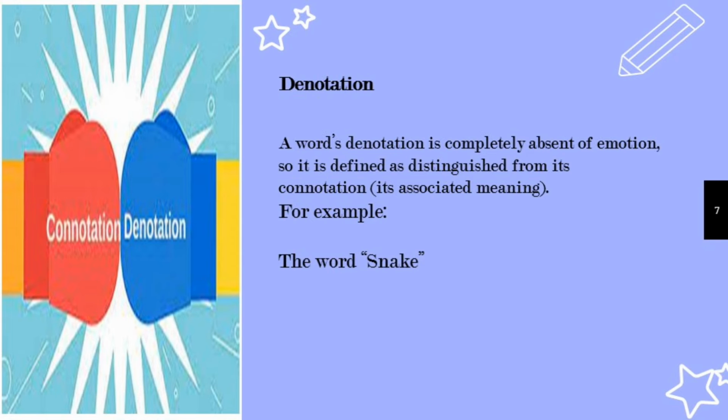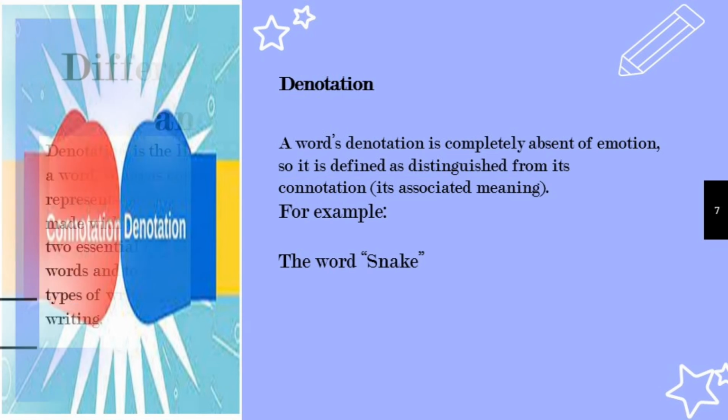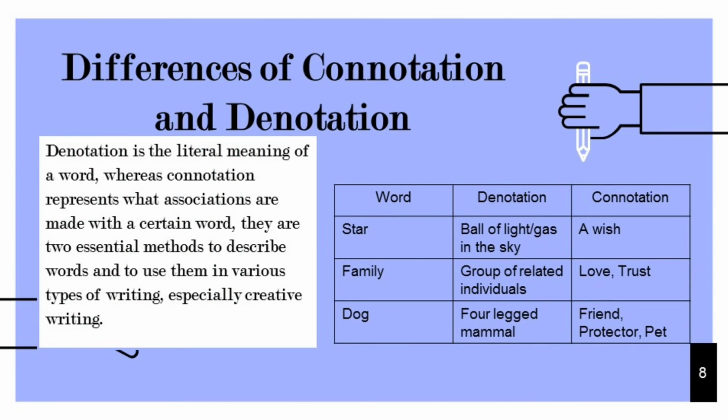For example, if you look up the word, I have here the example, the word snake. In a dictionary, you will discover that one of its denotative meanings, or straight meanings, is any of numerous scaly, legless, sometimes venomous reptiles having a long, tapering, cylindrical body and found in most tropical and temperate regions. So that's it for the denotation.